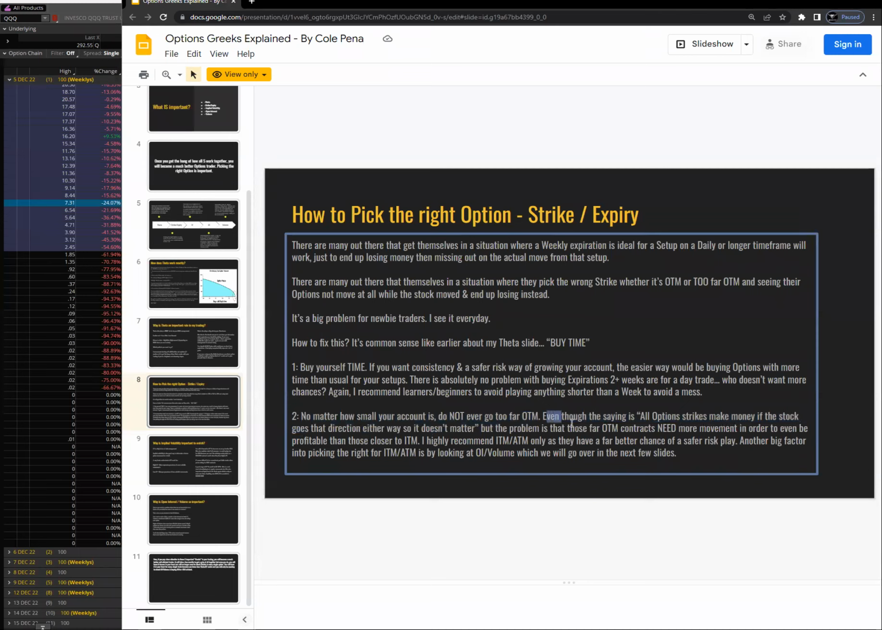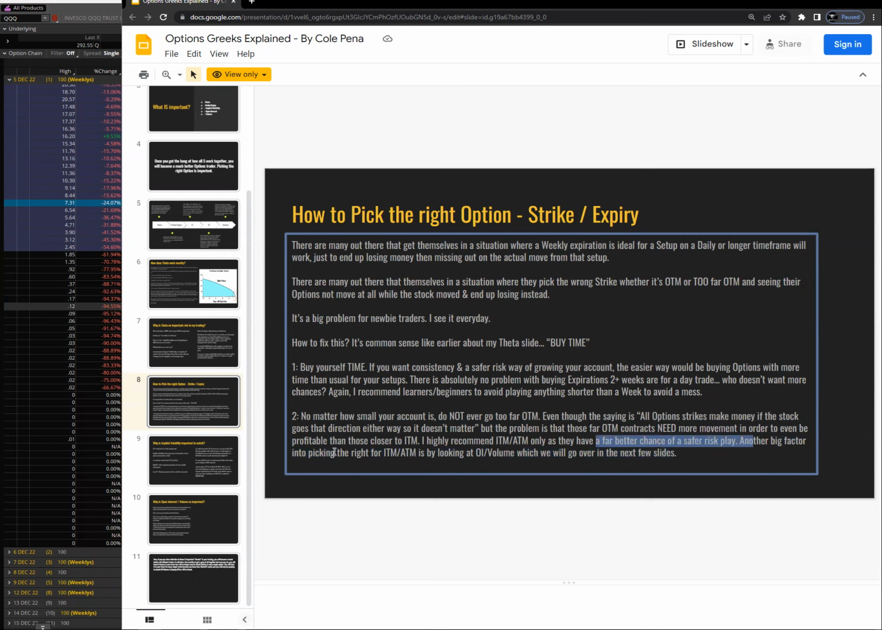Even though the saying is all option strikes make money if the stock does go in that direction either way, so it doesn't matter. But the problem is that those that buy far out of the money contracts need more movement from the stock in order to even be profitable than those closer to in the money. I highly recommend in the money or at the money, or sometimes out of the money, not too far though, only as they have a far better chance of a safer risk play.